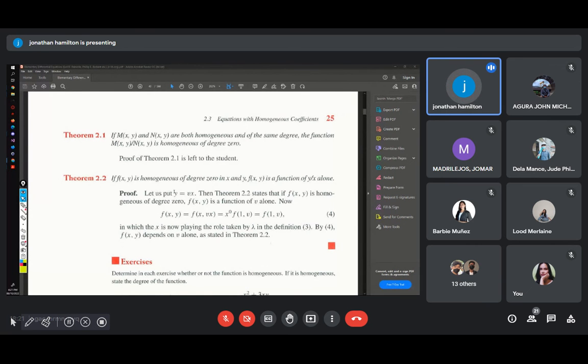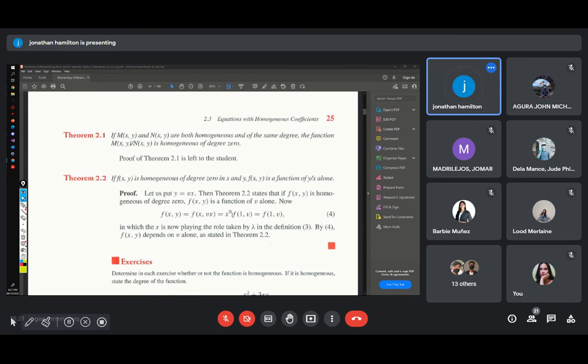So let us assume a variable y is equal to vx. Then theorem 2.2 states that if function f with respect to x and y is homogeneous of degree 0, f of x and y is a function of v alone, which means we have function f(x,y) is equal to f(x, vx). Kaya gi-substitute nato ang value of y to vx.